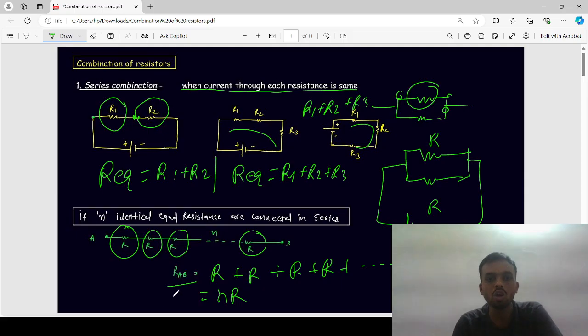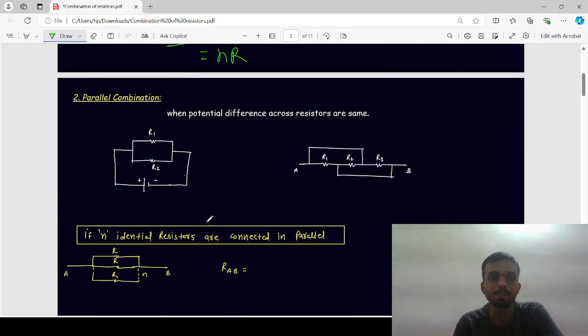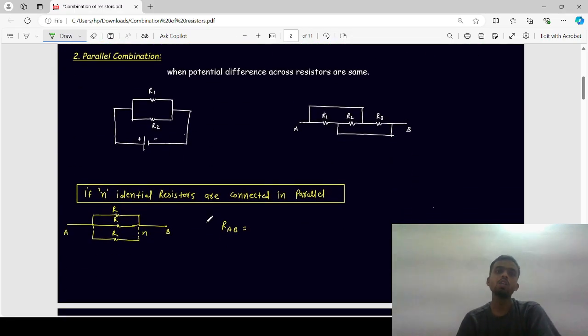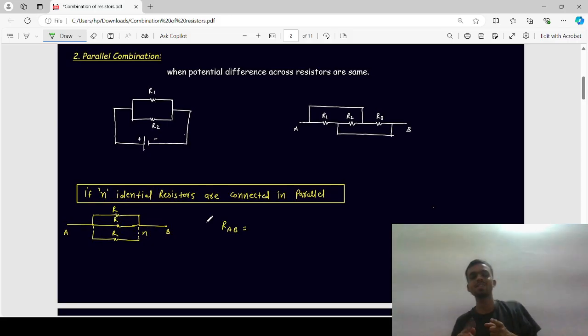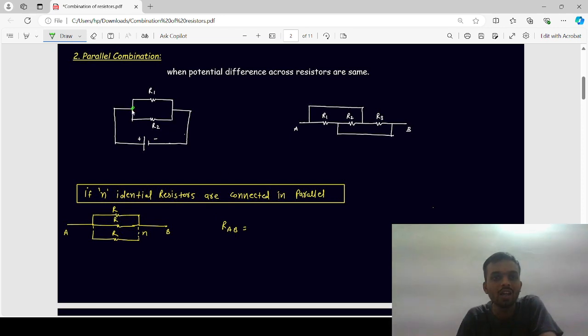Okay. So now let us move to the next part, which is parallel combination. In parallel combination, there are still two conditions. One is that the potential difference across the resistors is the same, but that is not the only sufficient condition. Another is that the end points are connected or meeting. If that is the case, then these two will be in parallel combination.